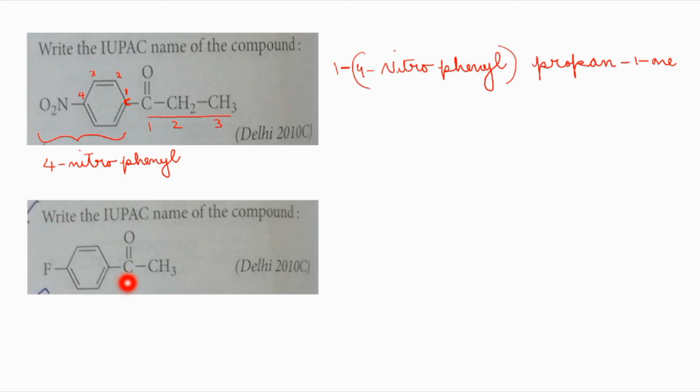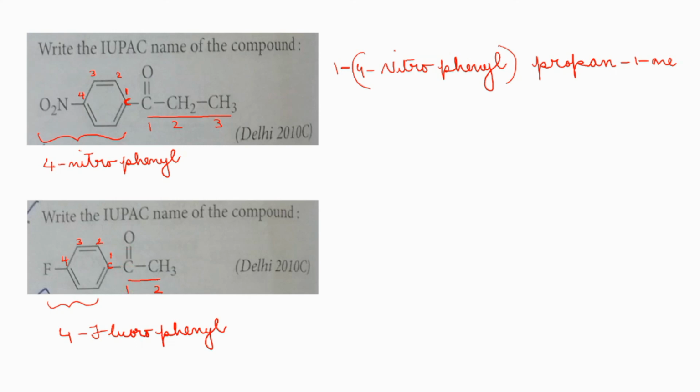This is also a keto group and to that directly a benzene ring is attached. So what we will do? We will have to find out the longest carbon chain and this will be 1 and this will be 2. Now find out the name of the substituent. This keto group attached carbon atom should be given number 1. From there we are finding out at which position the fluoro group is present. It is attached at the 4th position. So what's the name of the substituent? 4-fluorophenyl. That will be the name of the substituent.